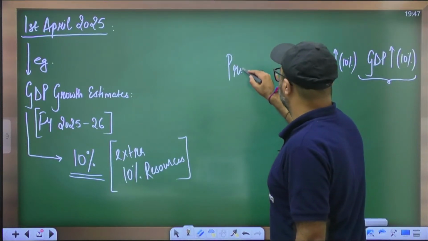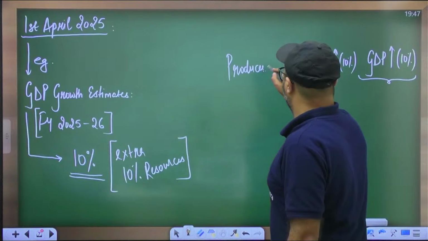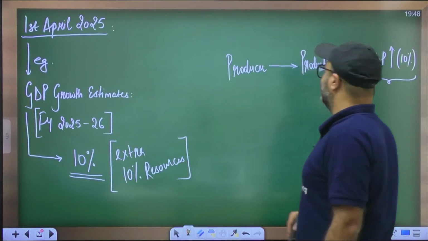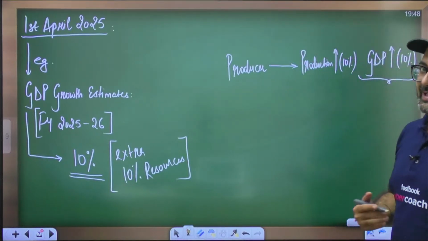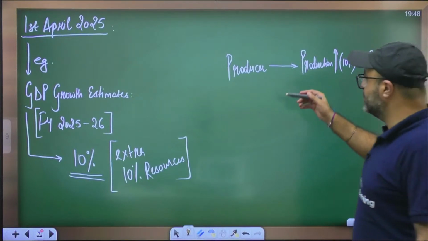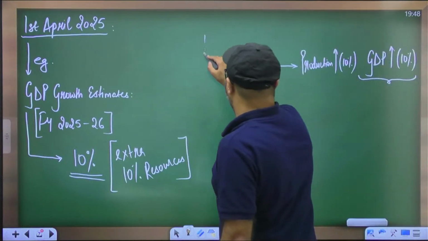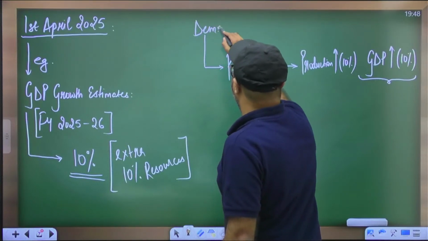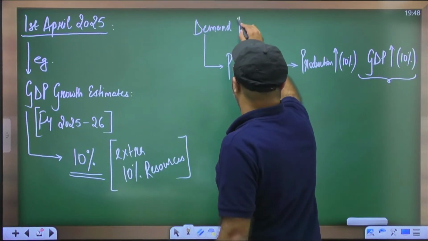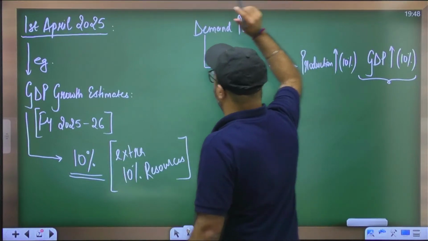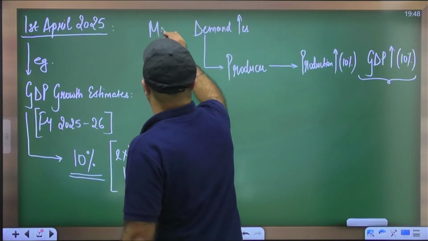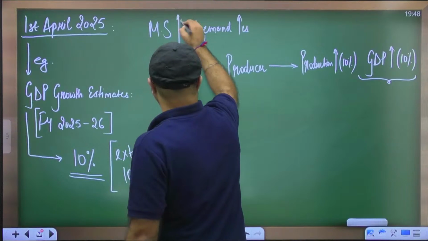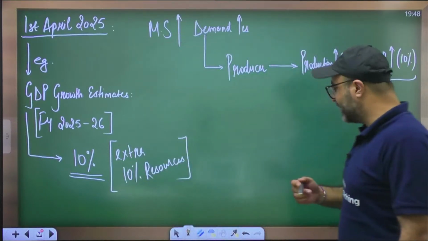So production can be increased only if the producer wants to increase the production. The producer will increase the production whenever demand increases. And when demand increases, there are n number of factors, but the basic factor is money supply. Basic factor is money supply. So what will RBI do?